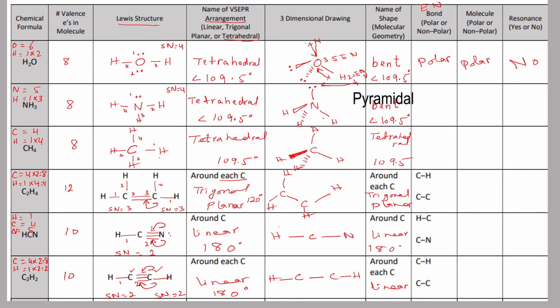The next example that we have is ammonia. Electronegativity for nitrogen is 3.0, for hydrogen it is 2.1. So there is an electronegativity difference, so the bond is going to be polar.